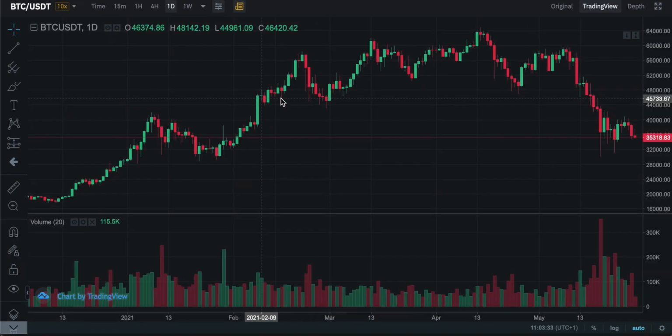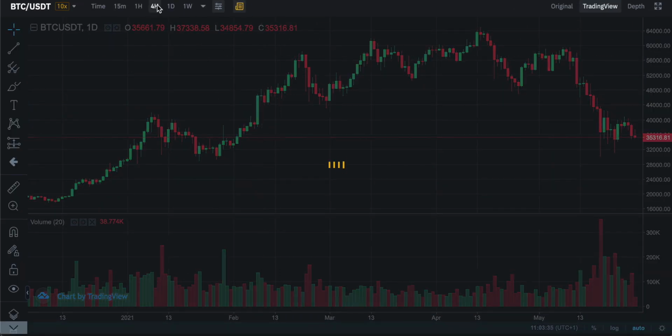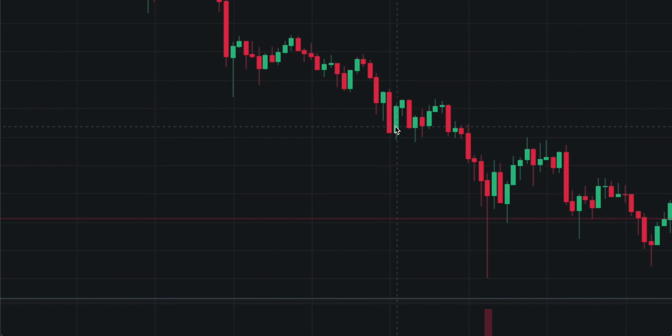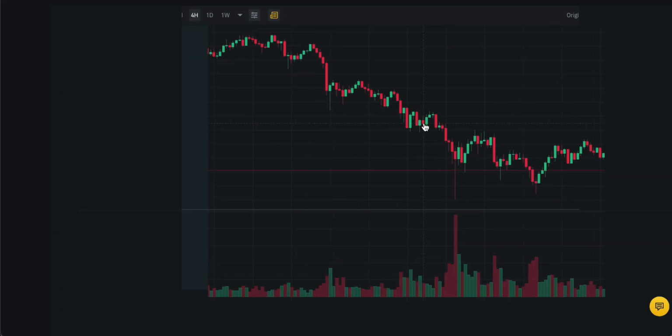You can change that though very easily. You can come up to the 4-hour chart. Now what we're seeing is every single candlestick being 4 hours in length. You can see that the exact same chart has completely and utterly changed. Each candlestick is now only 4 hours. So of course we have multiple candlesticks for each day. This right here will be a 4-hour time period, again 4 hours, and the next 4 hours.